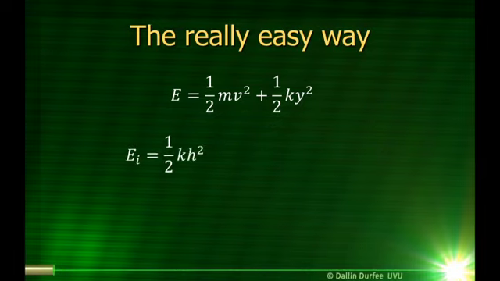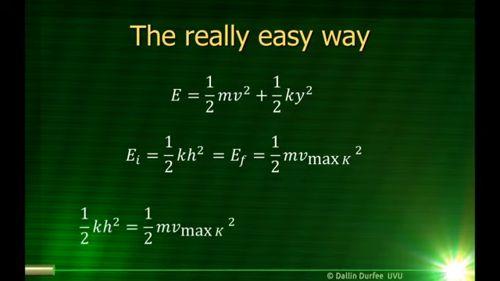So now we just have to say, well, look, when I pull my mass and let it go, right when I let it go, there's no kinetic energy. It's not moving, so it's all potential energy. So the energy when I let it go is this. The final energy, when it reaches its maximum kinetic energy, is when there's no potential energy, so it's just kinetic energy. But E initial has to equal E final, so this equation must be true, and I can solve and find the maximum kinetic energy, which is exactly what we found doing things the hard way earlier.